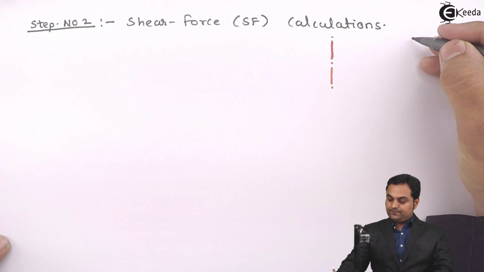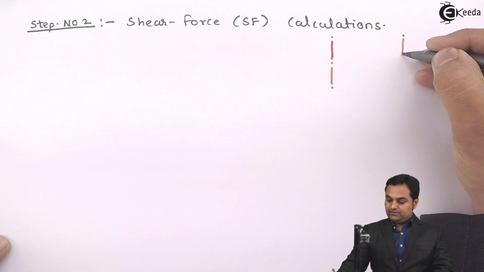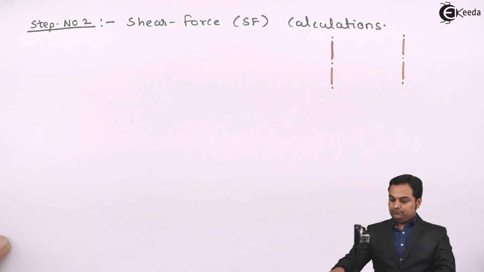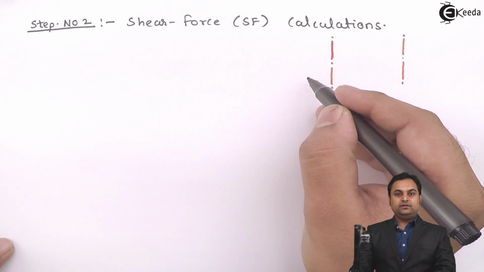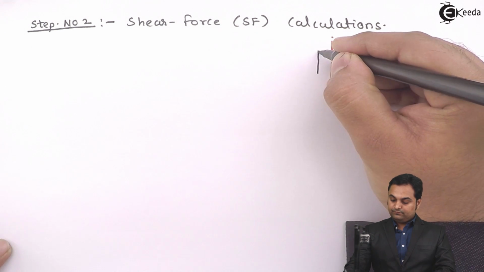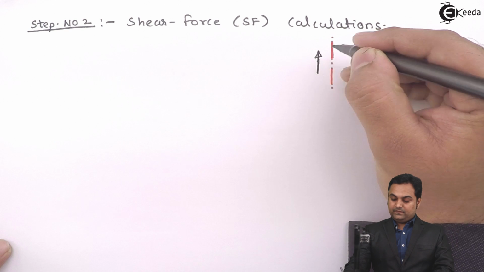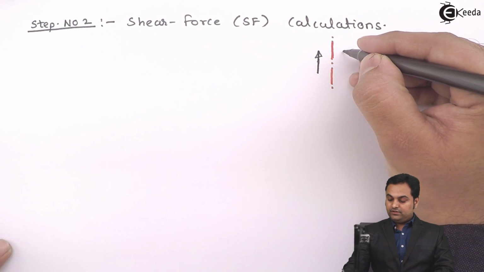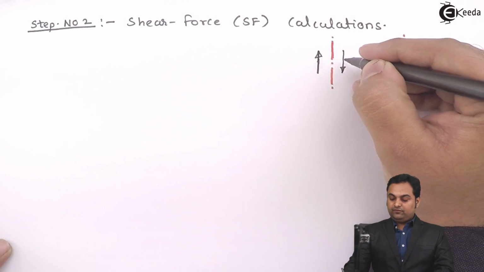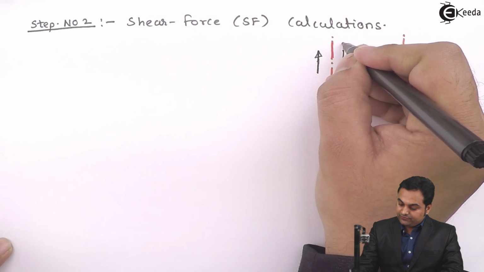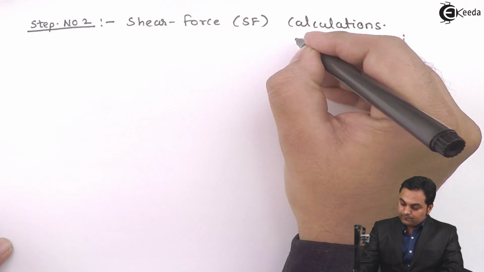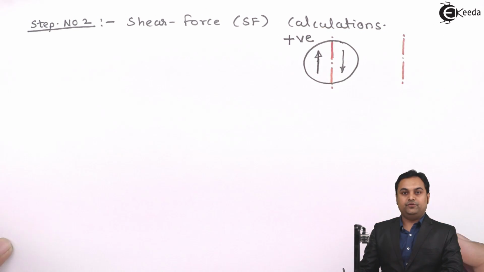here I am taking a section, and even here there is a section. So at first, any force which is acting to the left of the section in the upward direction, and a force acting to the right of the section in the downward direction, both these forces are treated as positive. So I will combine them. They are treated as positive.